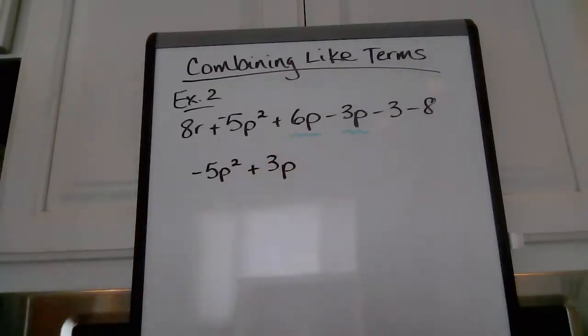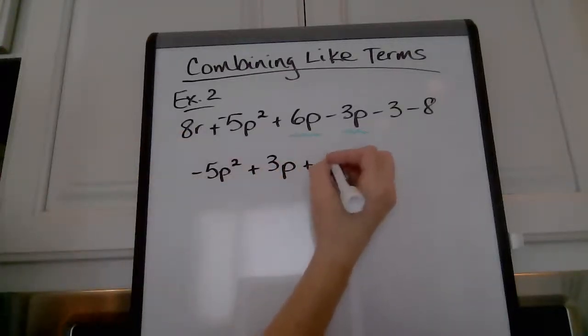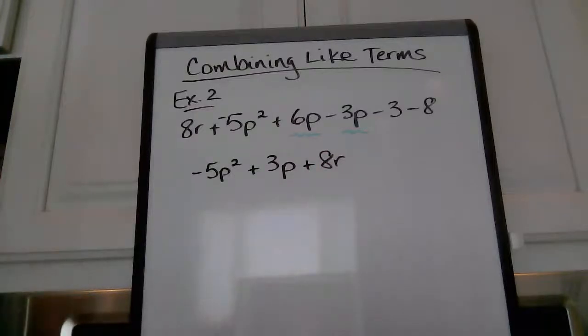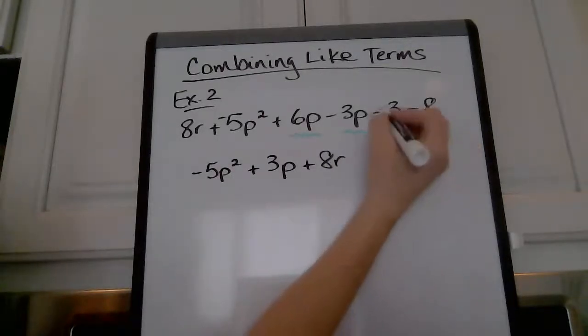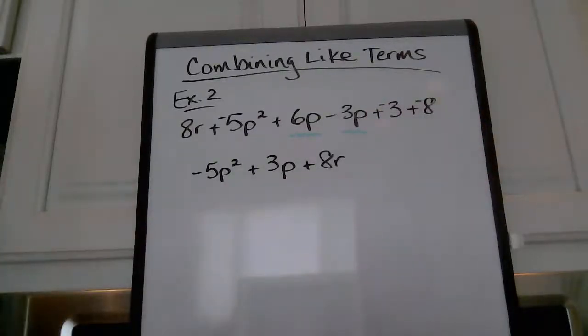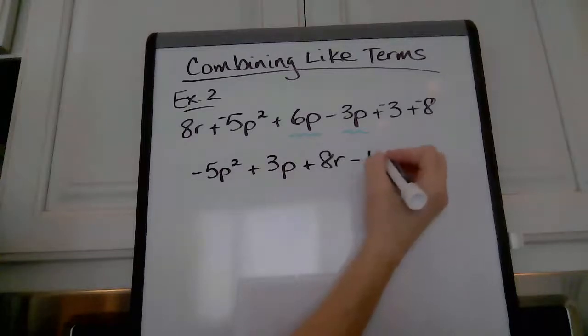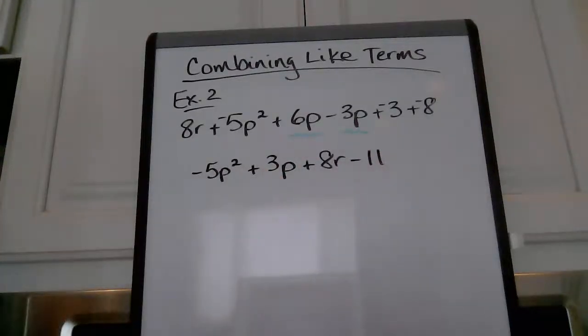Next, we only have one term that has an r. P comes before r alphabetically, so we'll put it next. And it's a positive 8r, so we're going to write plus 8r. And then finally, we have some constants that can be combined. And you want to remember that those are also negative because of the subtraction sign. So this is a negative 3, and this is a negative 8. And those together, negative 3 plus negative 8, gives us negative 11. And since it's negative 11, we're going to write it as a subtraction sign. So that is as simple as we can get.